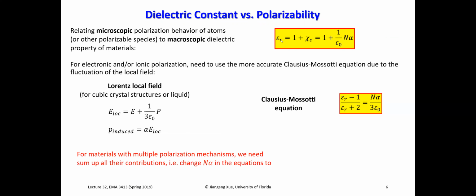So it is important to understand what kind of polarization mechanisms you have, because if there are multiple contributions, then you have to sum over all those different types of polarization mechanisms, the polarizability multiplied by the corresponding concentration. So this is the end of the review for this lecture.